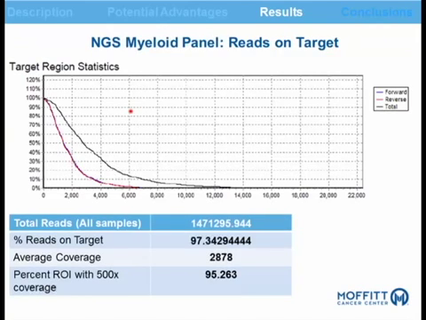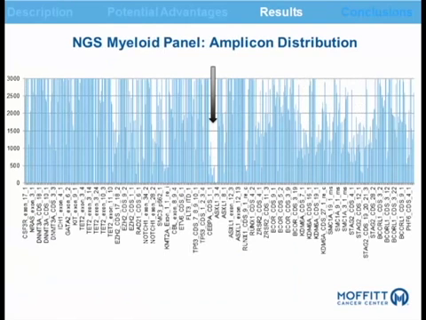So these are our statistics in terms of reads on target. These are our total reads. What I like to point out is that the forward and reverse reads seem to be superimposable, which is nice to see. The percent reads on target was 97. Our average coverage, multiplexing 20 deep, is 2,878, which was great, actually a little bit higher than what we were doing with the other panel. And the percent of our target, which was covered by more than 500x, was 95%. So these are all metrics that actually surpassed that of our previous panel. So again, we were excited to see that.